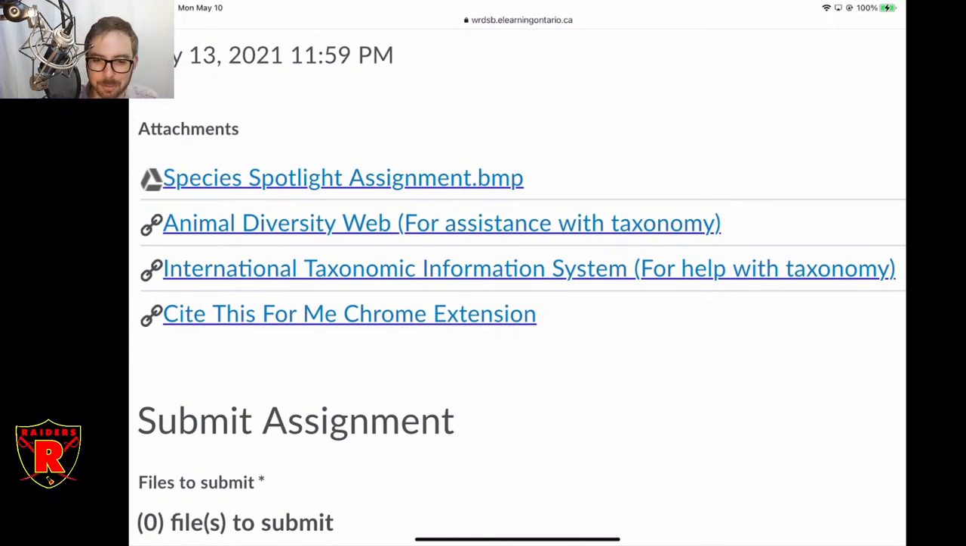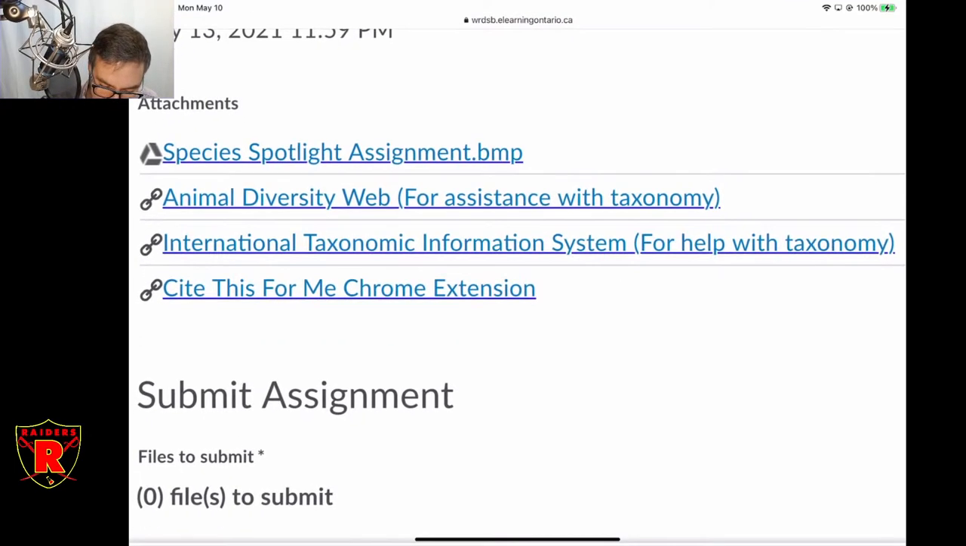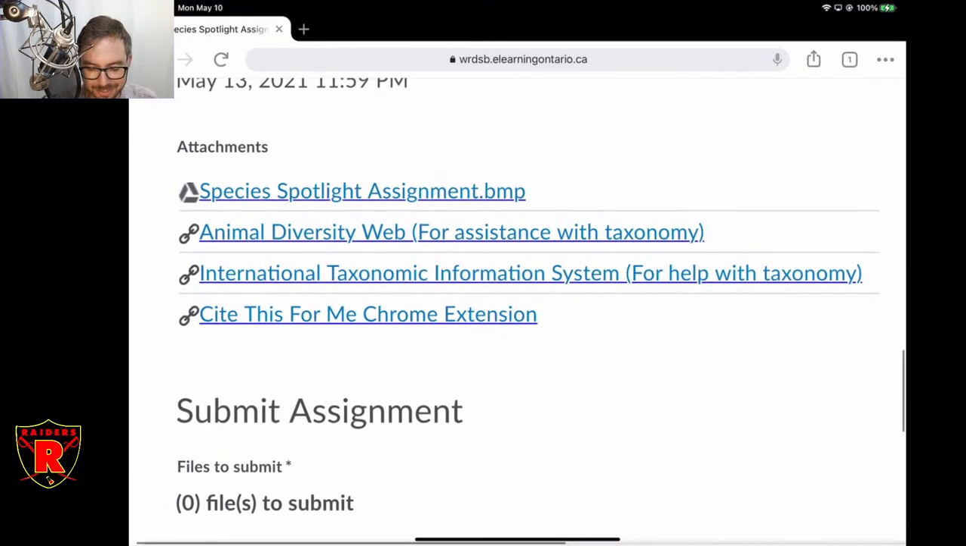So I wouldn't trouble yourself too much with learning how to do APA. Some other science teachers would probably cringe at me saying that, but realistically, you don't really need to know. But anyway, you do need to use it though. It's used everywhere. So I would recommend the Cite This For Me Chrome extension.